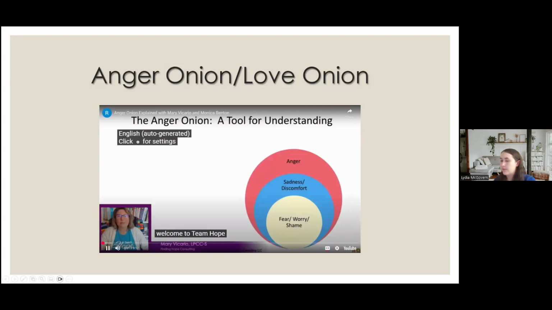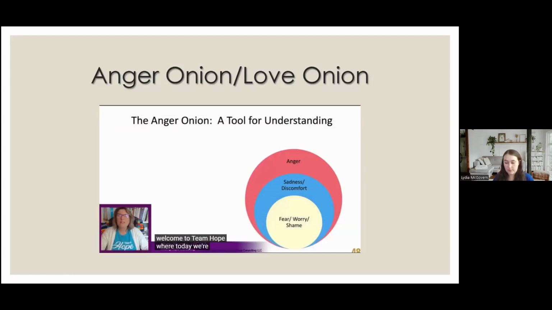Welcome to Team Hope, where today we're coming together to learn strategies that allow us to have a different way of being with people, a way of being that actually promotes hope and resilience. Because our goal here at Team Hope is to just add a bit more hope, a little more resilience into the world. So today we're going to look at a tool called the anger onion.